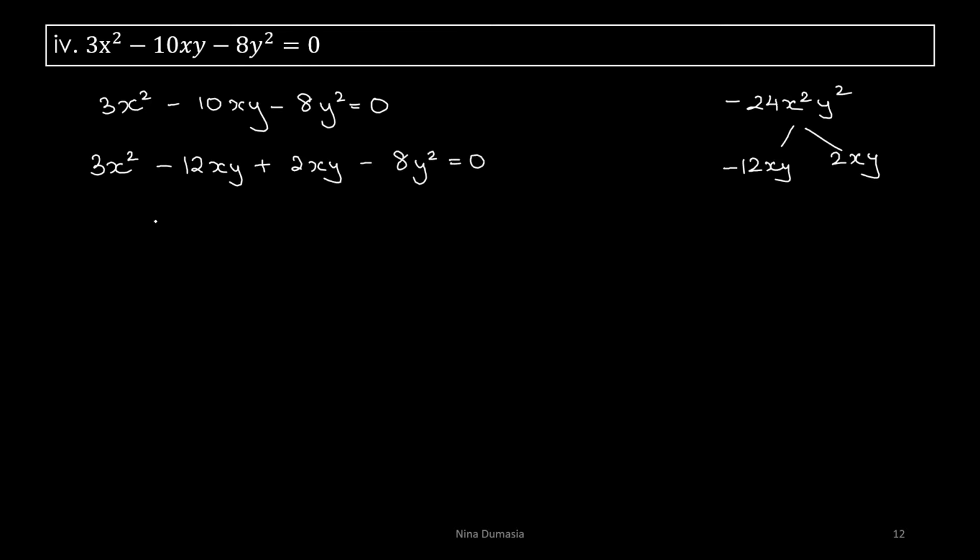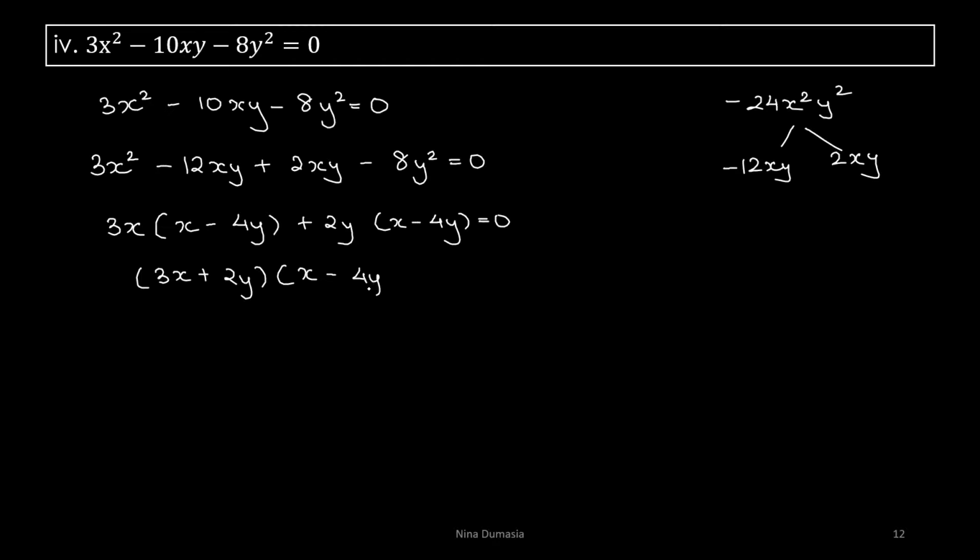0. Now if we take 3x common, we get x minus 4y, plus if I take 2y common then I get x minus 4y is equal to 0, and therefore we have that 3x plus 2y into x minus 4y is equal to 0. Therefore 3x plus 2y is equal to 0 and x minus 4y is equal to 0 are the separate equations.